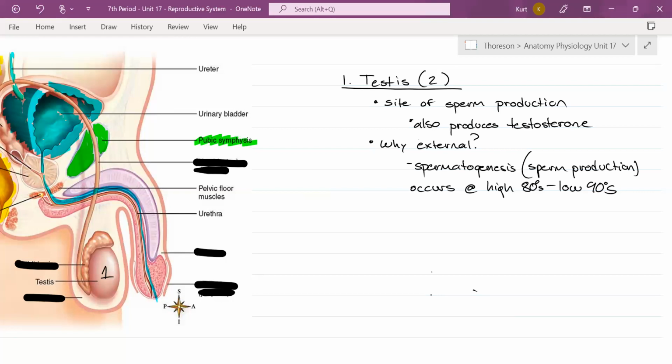Let's see what else. I think that's about it when it comes to the testes. Oh, no, I'll save it for the next one. So let's move on to number 2.